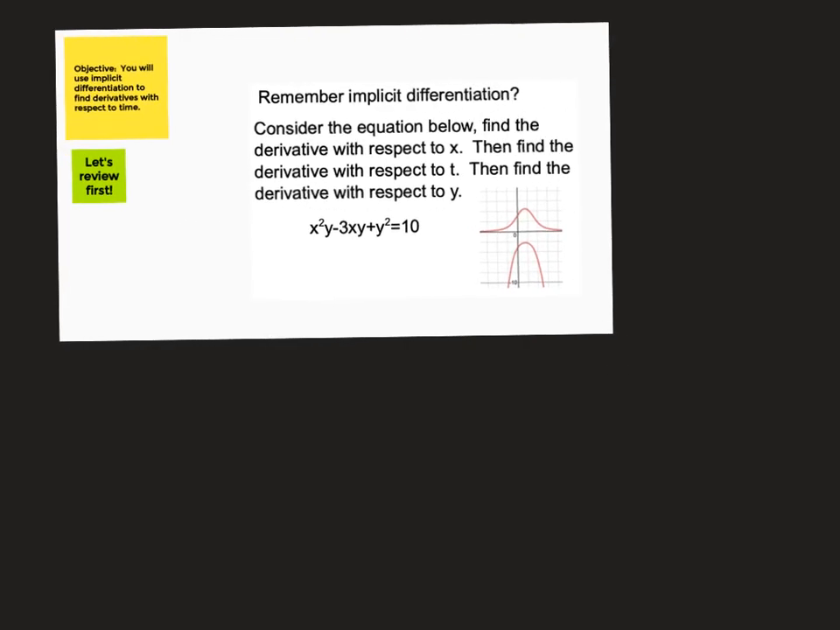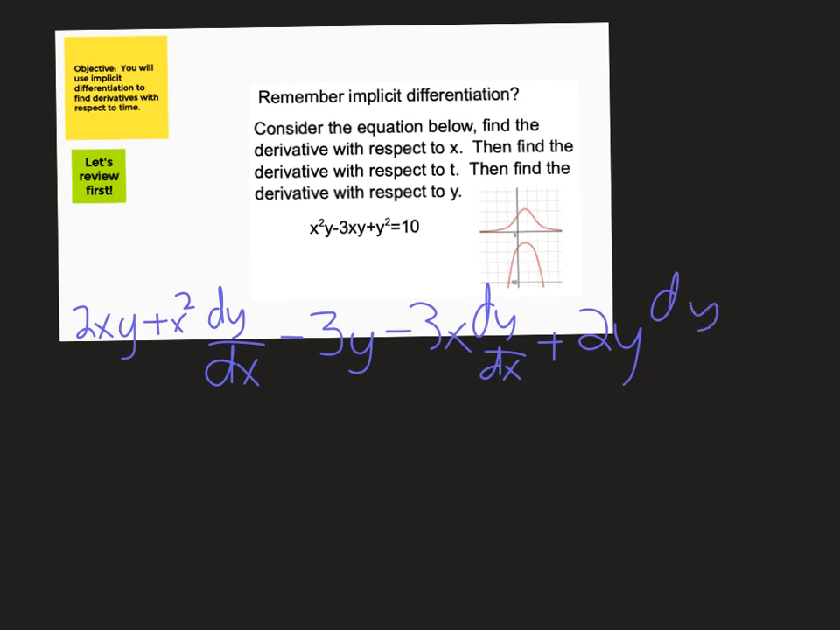So with respect to x, this is product rule. So the derivative of x squared is 2x, y plus x squared dy dx, minus the derivative of 3x is 3, y minus 3x dy dx, plus the derivative of y squared, which is 2y, chain rule, dy dx, equals 0. That's with respect to x.